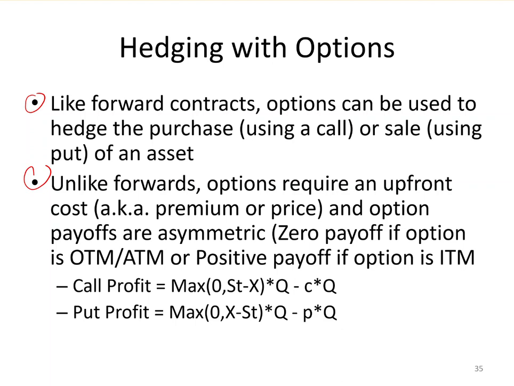How we write that in Excel is the call profit is the max of 0, ST minus strike, times Q, and the cost of the option is C times Q, where C is the call premium. The put profit is the max of 0, X minus ST, times Q, and the put premium P times Q is the cost of the option, so those are the profits.